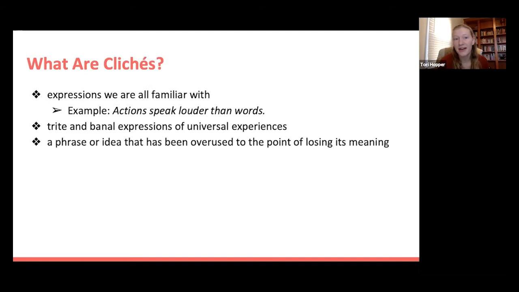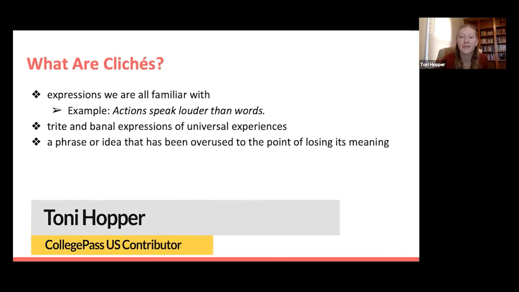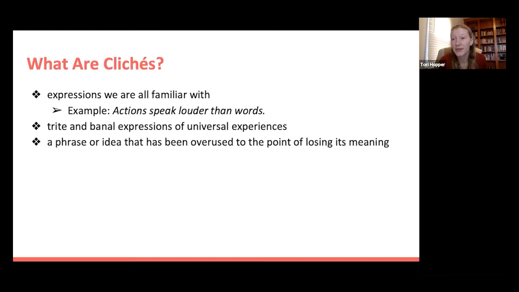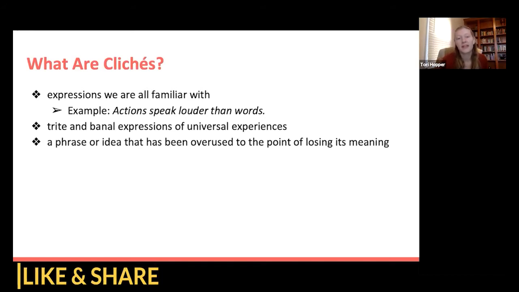So clichés are expressions that we're all familiar with. We've heard them many times, sometimes idioms, sometimes they are just something like this example, actions speak louder than words. These expressions have been used so frequently and so universally that they've come to the point of completely losing their meaning. So what does that mean, that they're completely devoid of meaning?